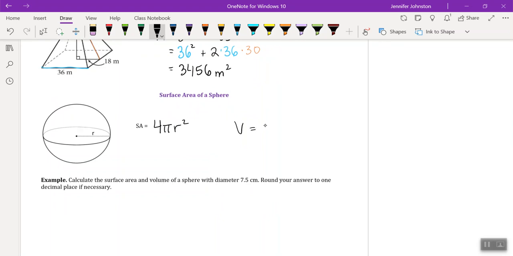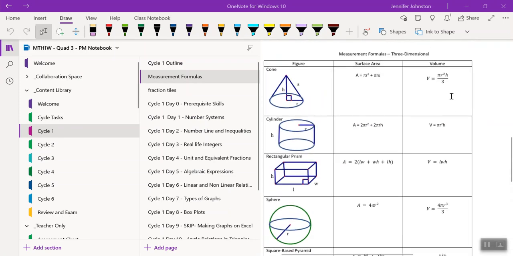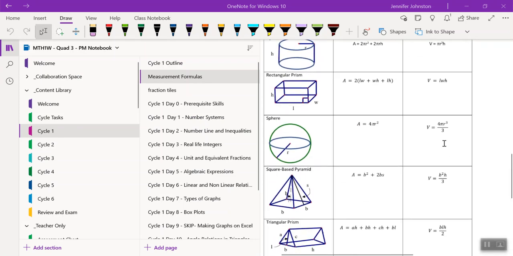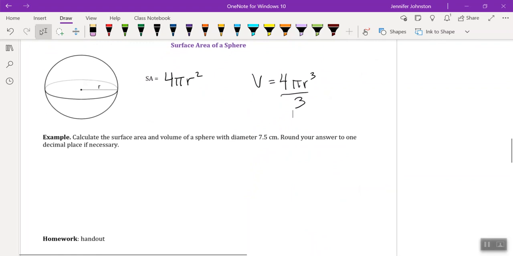So the volume of a sphere is 4 pi r cubed divided by 3. Again, where can you find those? Right on the formula sheet. 4 pi r squared is our surface area, and 4 pi r cubed divided by 3 is our volume. This is the only volume that has a cubed in it, so just make sure that you notice that. So let's go figure these ones out.